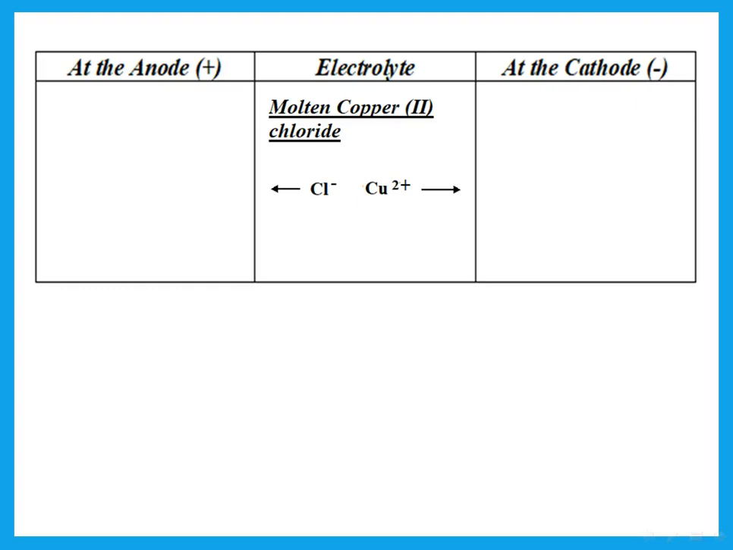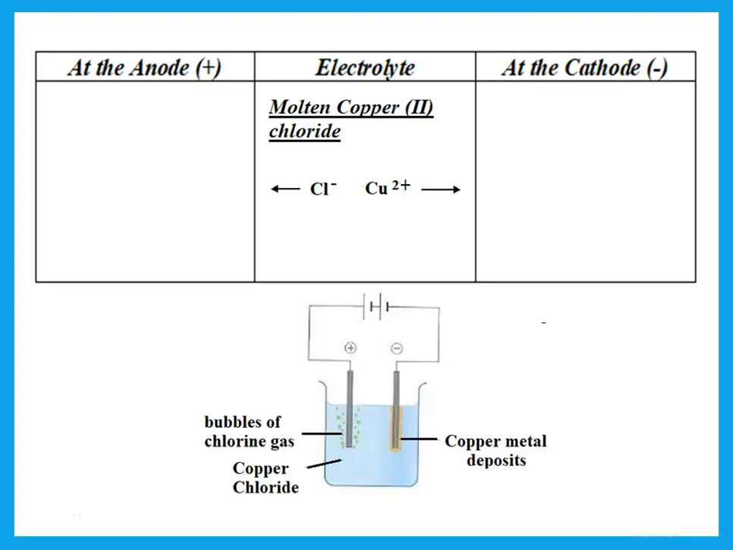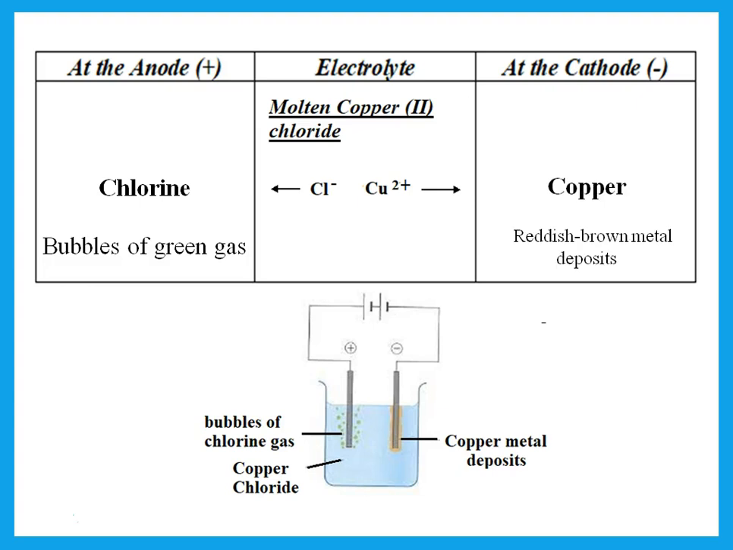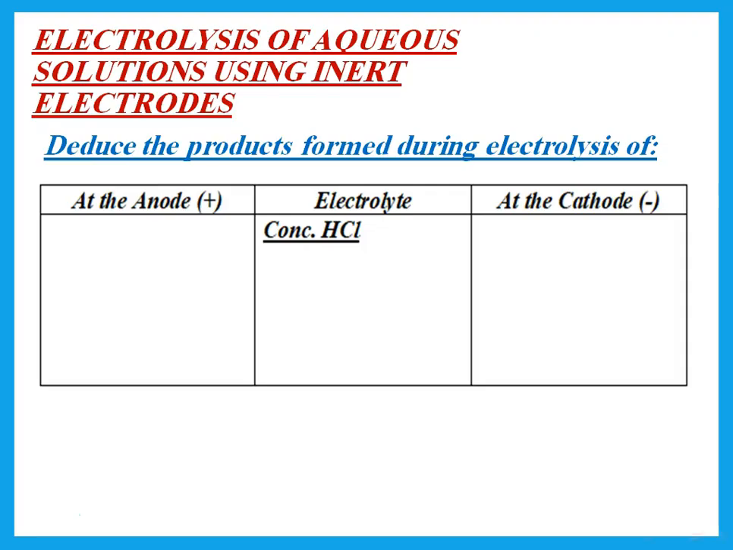If I'm doing, for example, electrolysis of molten copper chloride, then what do I have? I will have chlorine, bubbles of green gas at the anode, and the copper at the cathode. Copper is a reddish brown metal. These were molten. Now, if I have aqueous solution, what we have now is the ions from the compound I'm doing electrolysis of, plus the ions of water, which are H plus and OH minus.